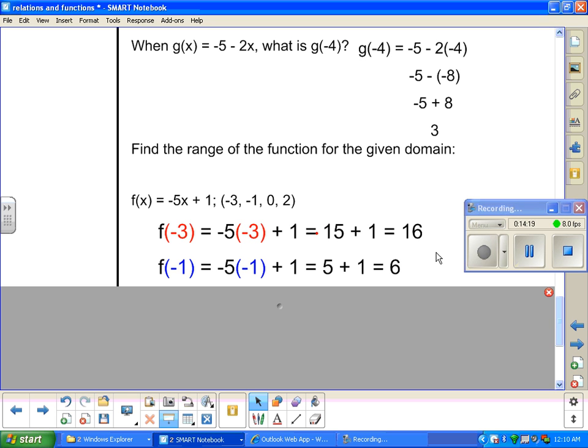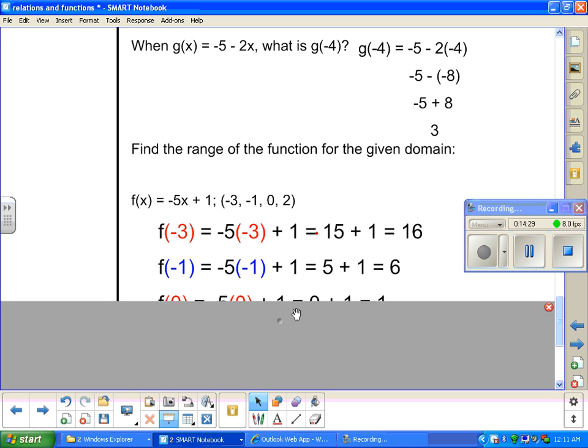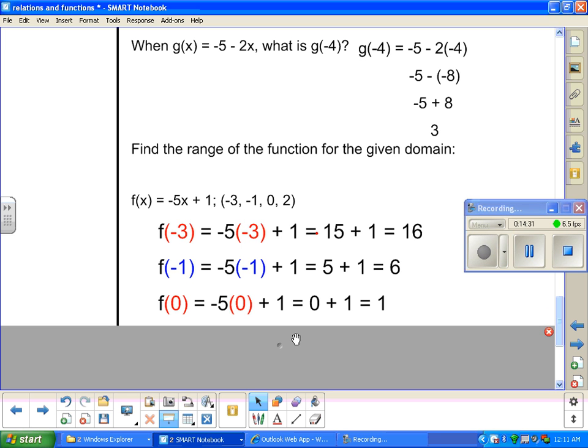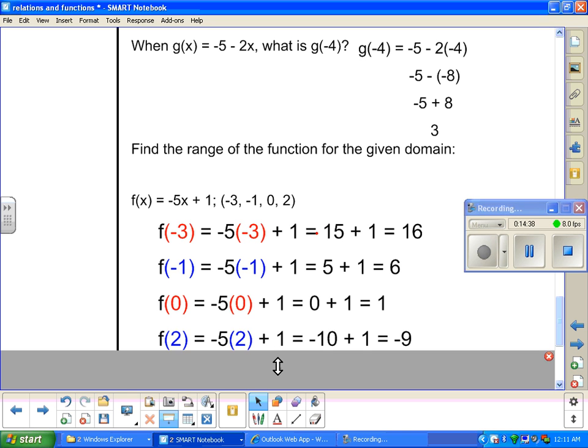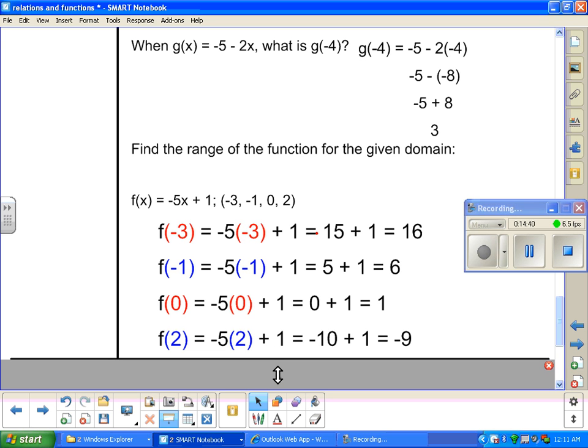Go ahead and pause and work out the last two. Okay, so you should have gotten the next one, negative 5 times negative 1 plus 1, which is 5 plus 1 equals 6. f of 0, negative 5 times 0 plus 1 ends up equaling 1, and f of 2, negative 5 times 2 plus 1 equals negative 9.